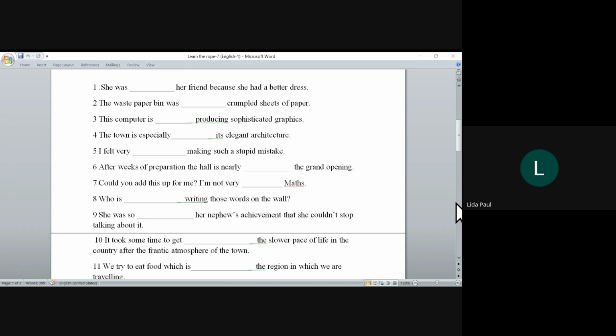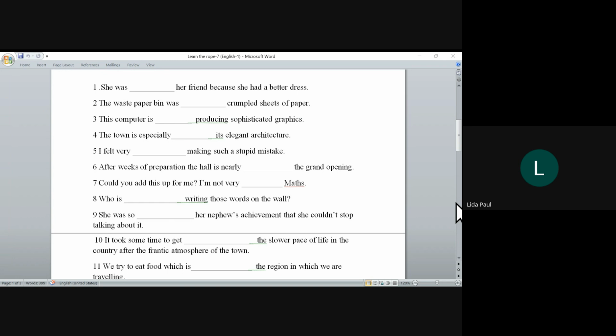Sixth one: After weeks of preparation, the hall is nearly dashed the grand opening. Others, we could also try. After weeks of preparation, yes, right. So, ready for, right? After weeks of preparation, the hall is nearly ready for the grand opening. Okay, correct. Ashok, you're right. Ready for the grand opening. So, ready for, not ready of or ready yet.